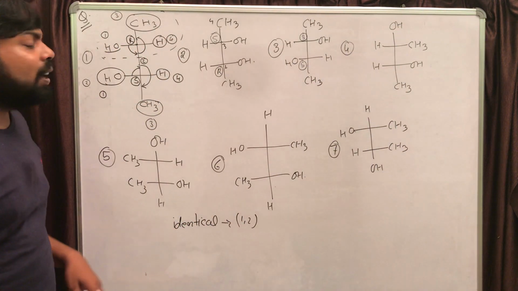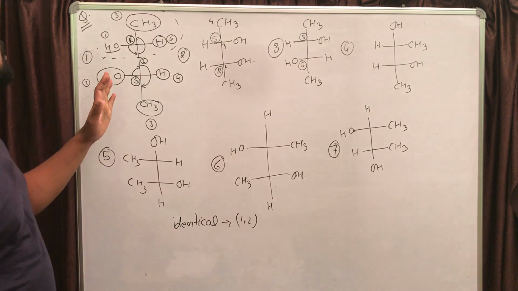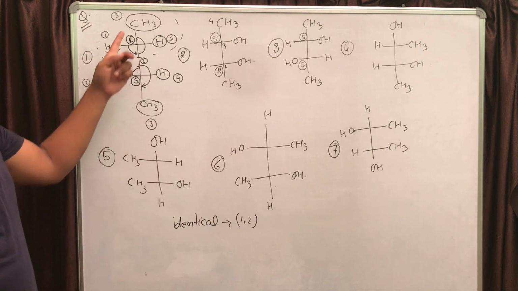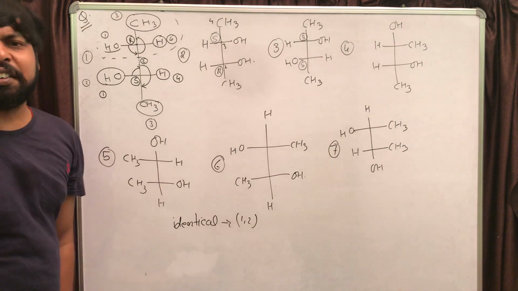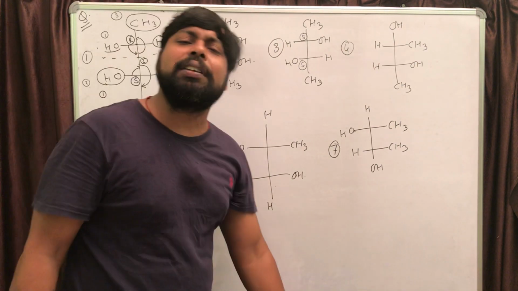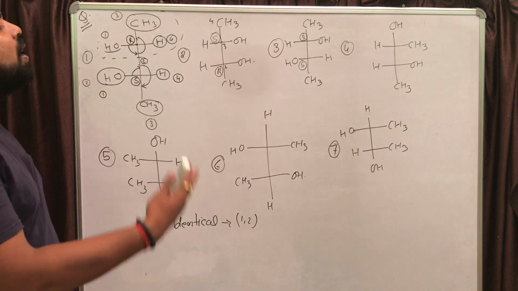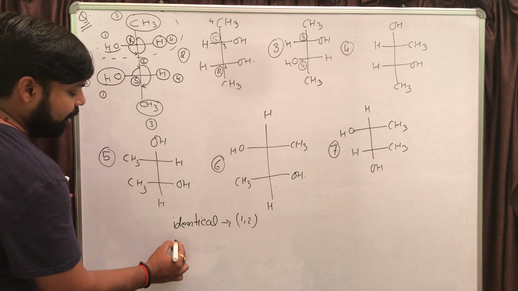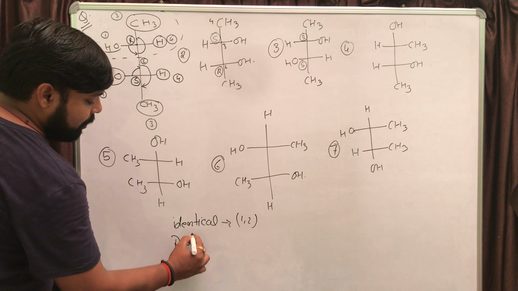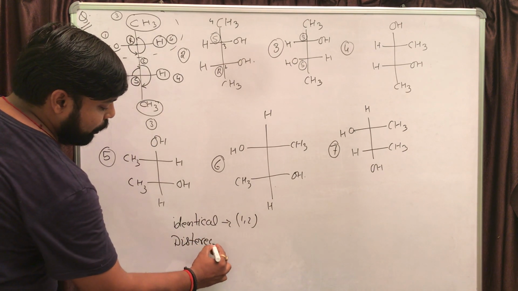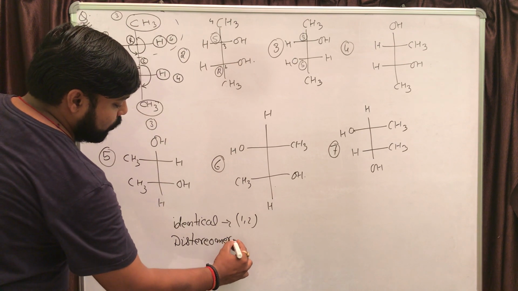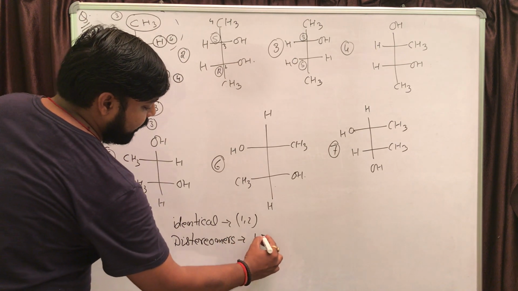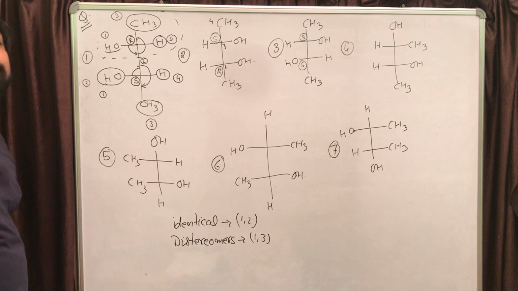So if it is asked, what is the relation between 1 and 3? Here it is RS and SS. Definitely these two can never be mirror images. But these two have the same molecular formula and the same structural formula. These two are stereoisomers. These two will be diastereomers. So the pair of 1 and 3 is diastereomers.